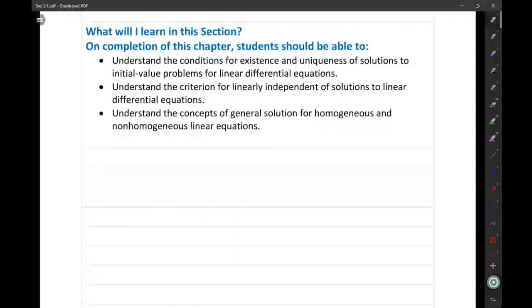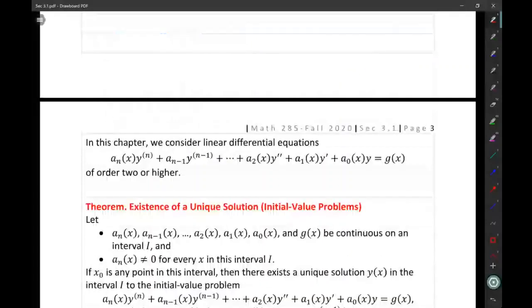We will consider the linear differential equation, but this is linear with nth order. If you remember the linear differential equation, when we say that it is linear, that means all the coefficients an(x), an minus 1(x), and so on, all of them are a constant or a function with respect to the same variable x. And the power of any derivative included in y should be equal to 1.